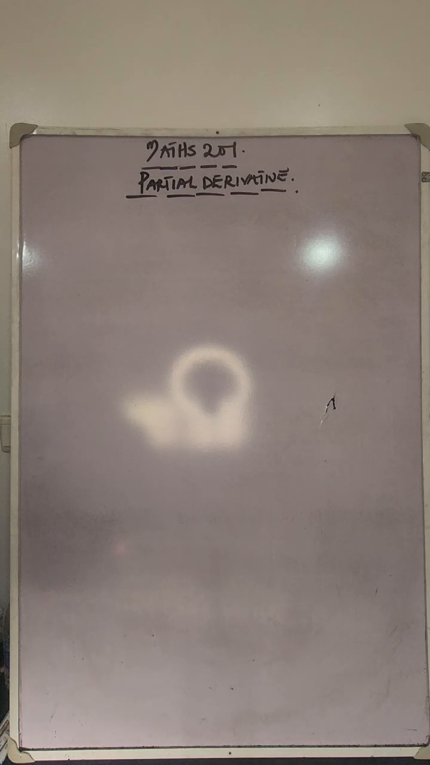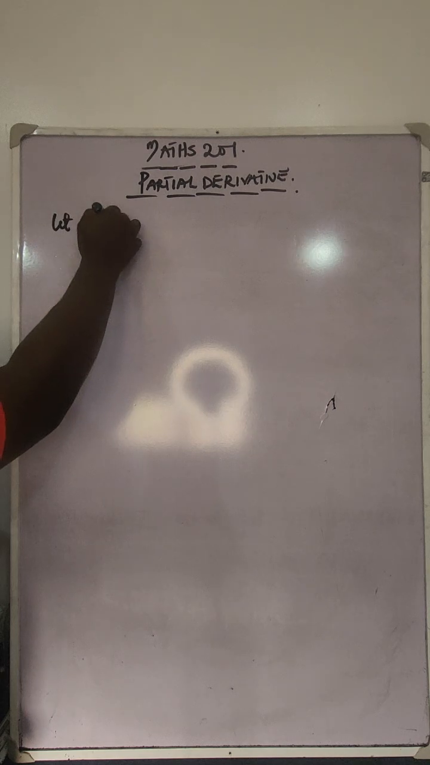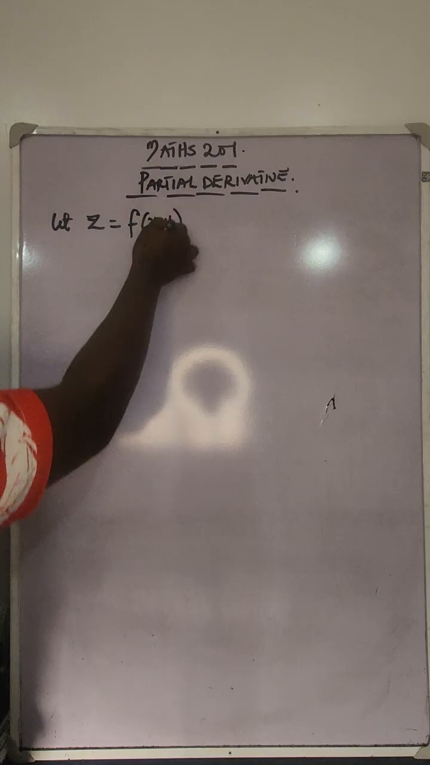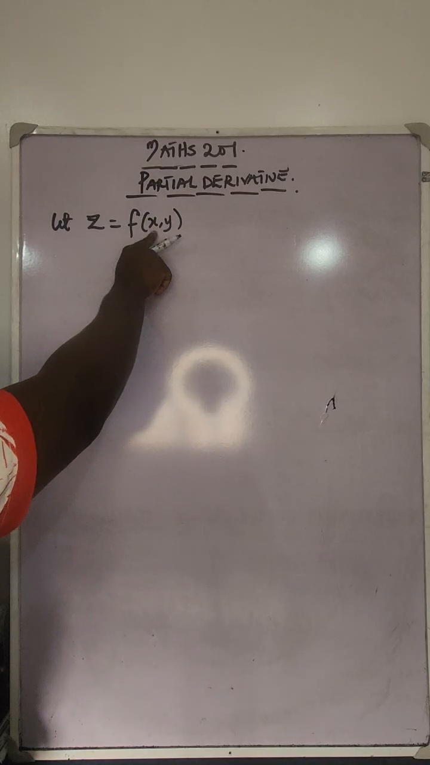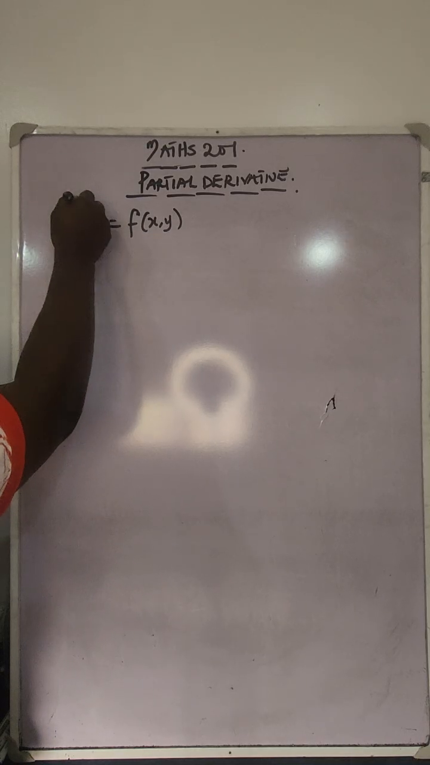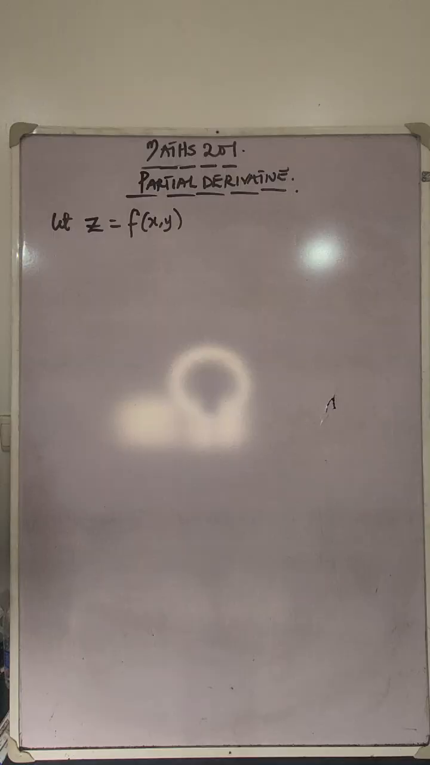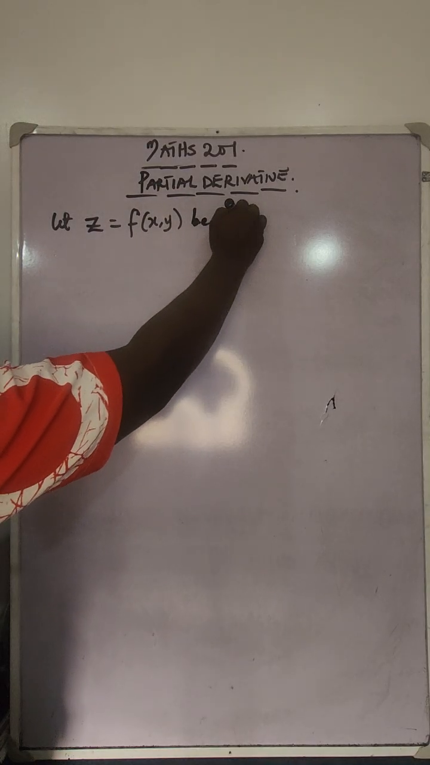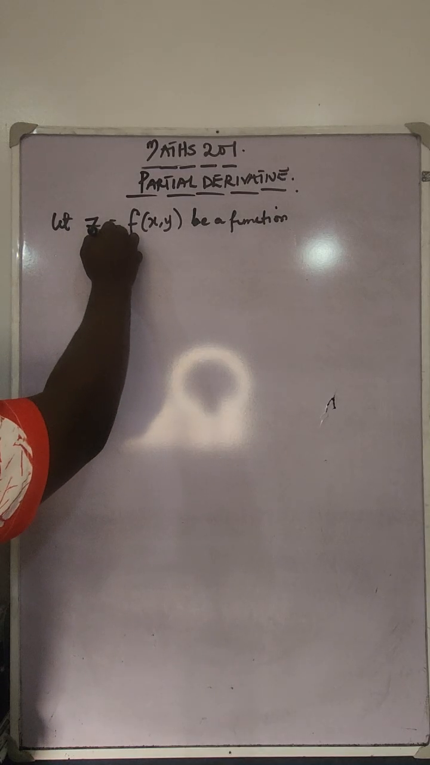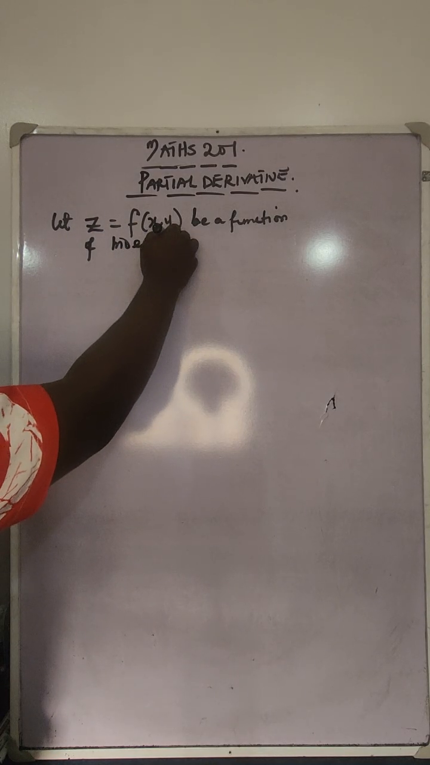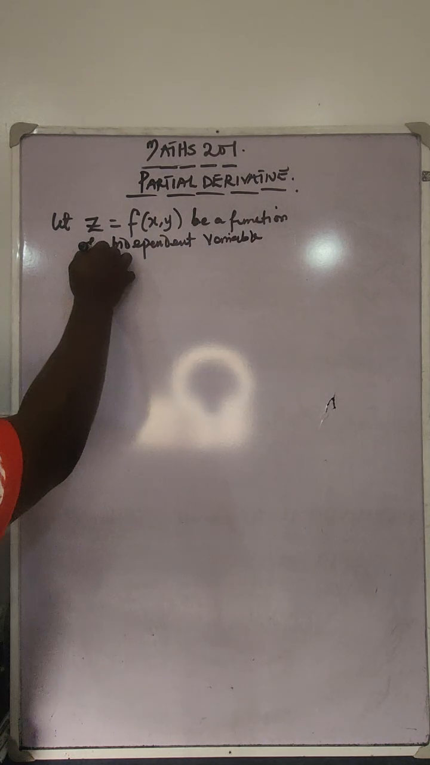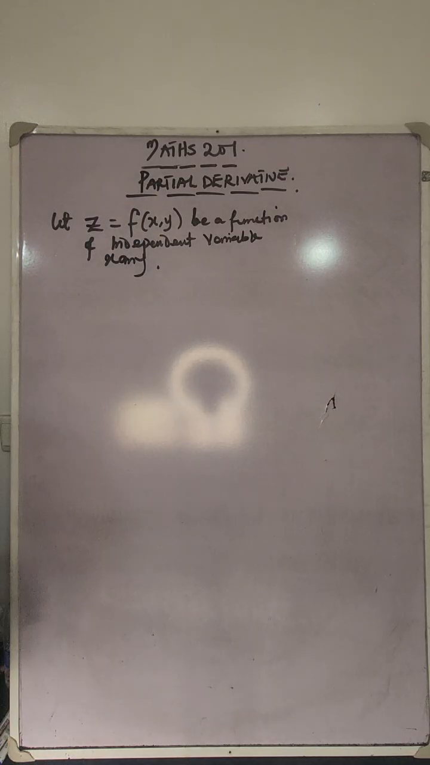And so we said that if we let z, for example, be a function containing two independent variables. In my previous video, I already explained why I say two independent variables, right? Let z be a function of two independent variables x and y.